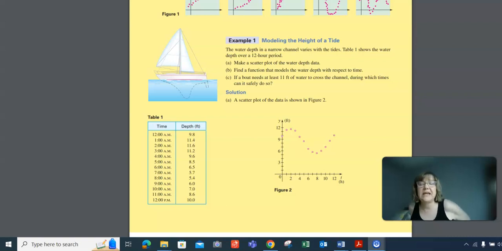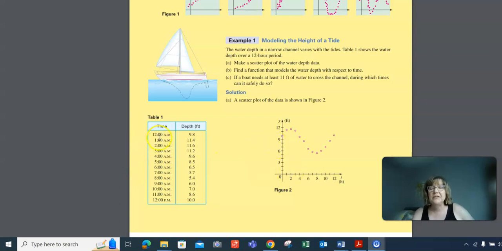Okay, so let's look at sine regression. You have some data, and it looks like this is the depth of water in a channel. So it goes up and down over the day. And this is just over a 12-hour time period, or actually, what is that, 13?